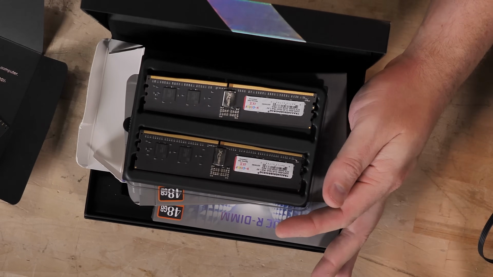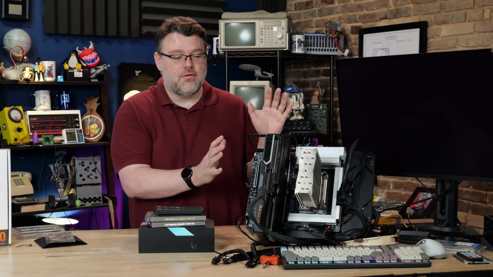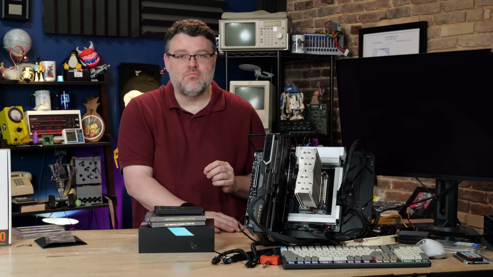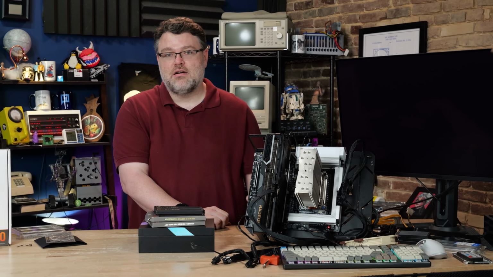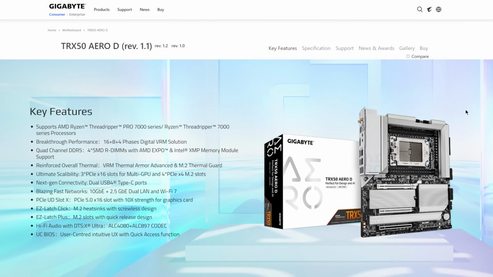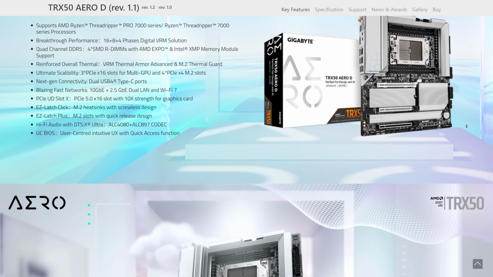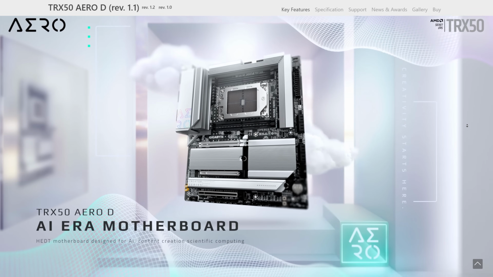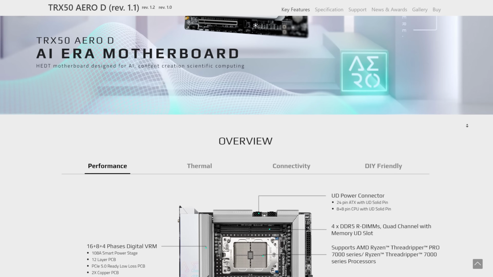We're going to put this in our Gigabyte Aero D system, GRX50 Aero D. Now, this motherboard from Gigabyte was one of the most temperamental motherboards when Threadripper 7000 launched about anything beyond DDR5 6000. This is a Rev 1.1 board. There's actually three versions of this board, Rev 1.0, 1.1, and 1.2. I gave away my 1.0 Rev board a long time ago. And I think the ones you buy now are Rev 1.2, but this is a Rev 1.1 board.